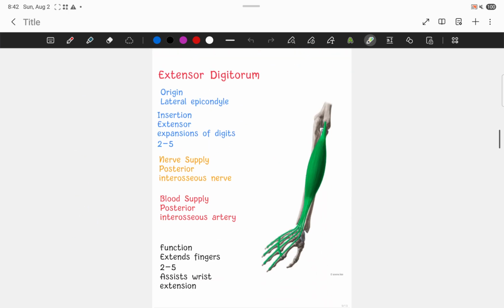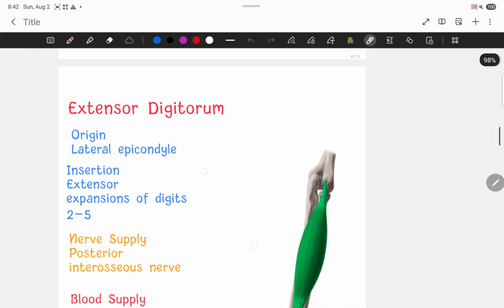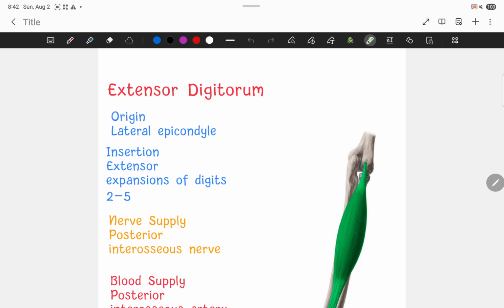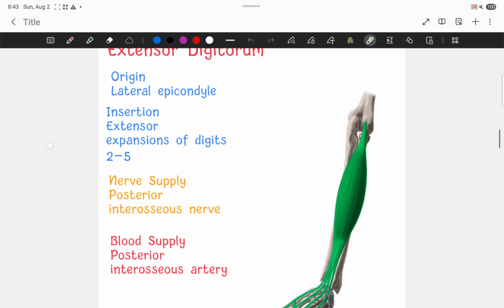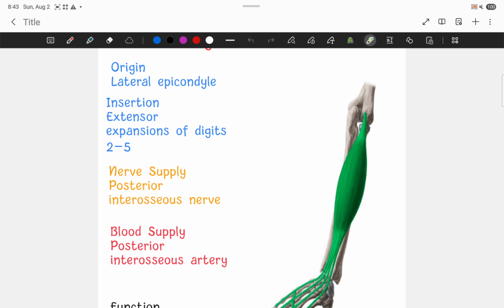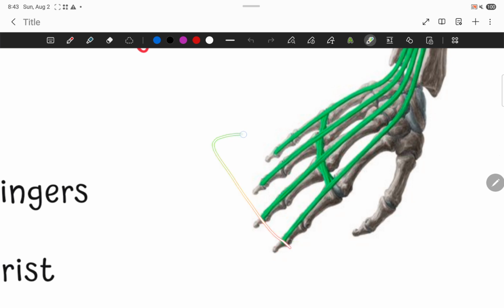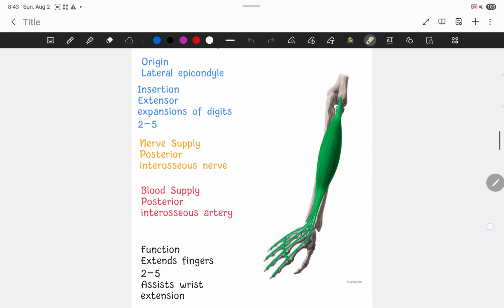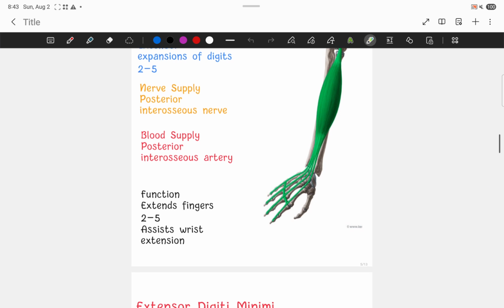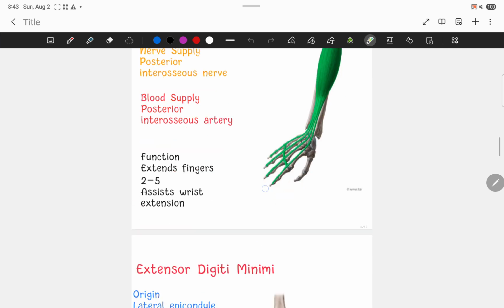And another muscle is the extensor digitorum. Extensor digitorum origin is the lateral epicondyle. Don't forget, extensor digitorum and extensor carpi radialis brevis come from the lateral epicondyle. And insertion is the extensor expansion of digits 2 to 5. And nerve supply is the posterior interosseous nerve, and blood supply is the posterior interosseous artery. The function is it extends fingers 2 to 5 and assists wrist extension. This is the main function. This is the assist only.